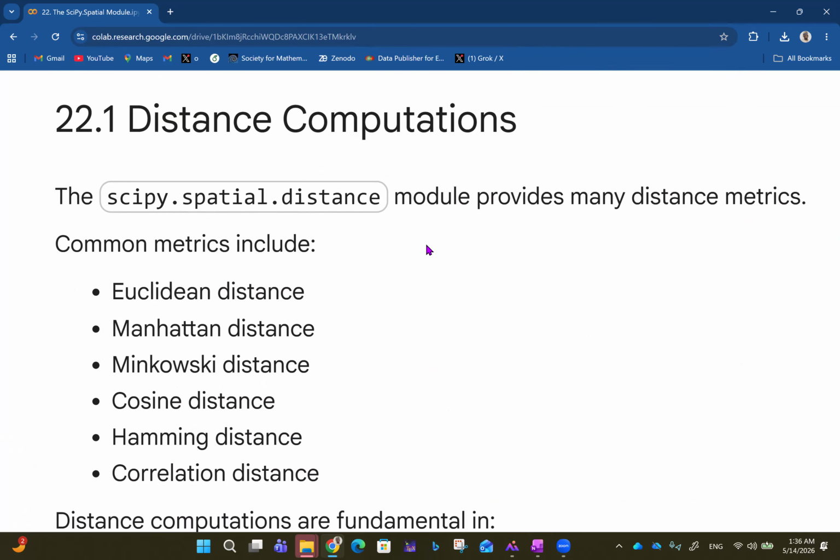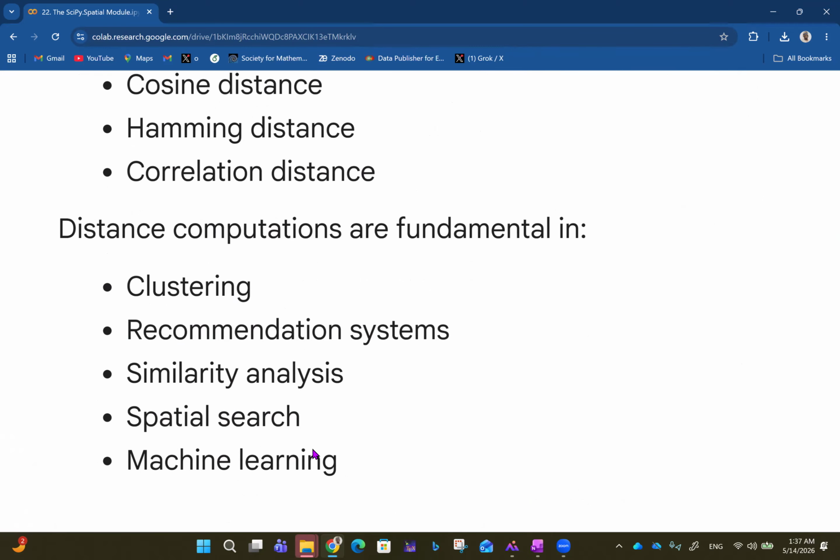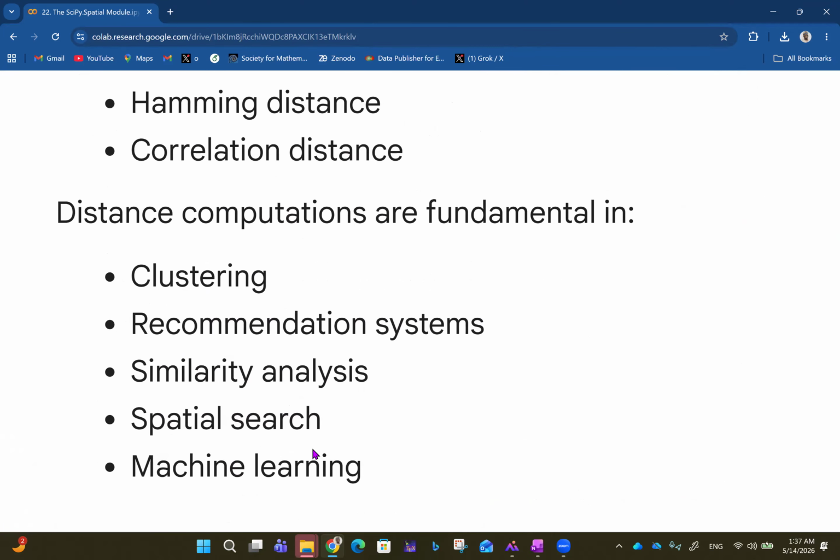The SciPy.Spatial.Distance module provides many distance metrics. Common metrics include the Euclidean distance, which is one of the most popular distances we talk about in mathematics. Then you have Manhattan distance, Minkowski distance, cosine distance, Hamming distance, and of course correlation distance. So distance computations are fundamental in areas like clustering. Of course, you have clustering algorithms under, I believe, unsupervised learning in machine learning, right? Then you have it in recommendation systems, similarity analysis.